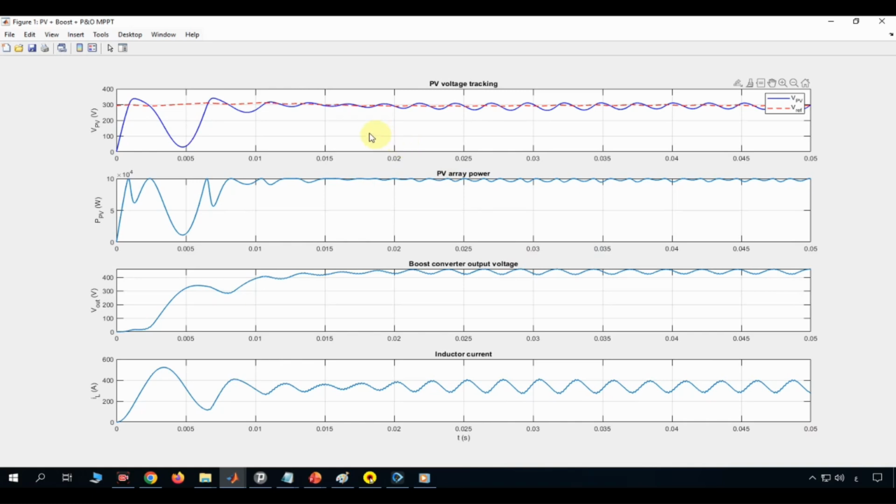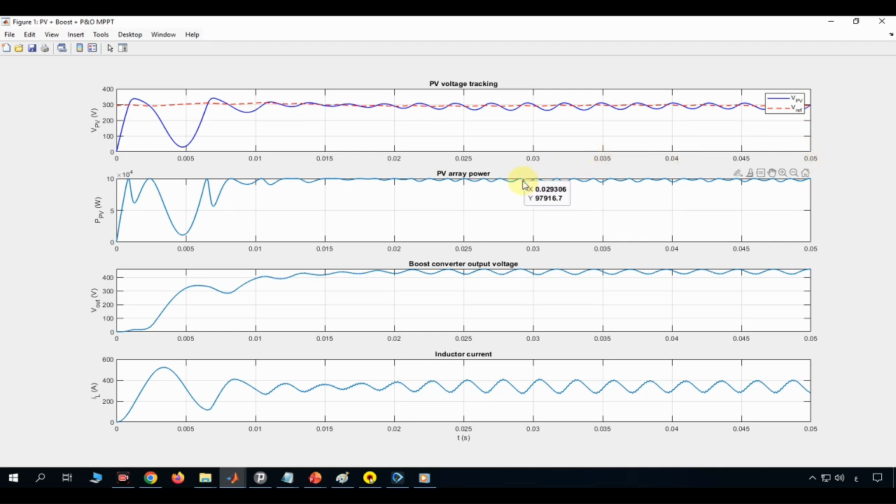Here's what's happening in both figures, based on our actual run. Figure 1, PV plus boost plus perturb and observe MPPT, time domain behavior. PV voltage tracking, top plot: VPV starts at 0, shoots up past 300 volts in an overshoot during the first approximately 5 milliseconds. The boost converter and PI controller are still settling from cold start. It dips back down, then converges and tracks Vref tightly from about t equals 0.015 seconds onward.